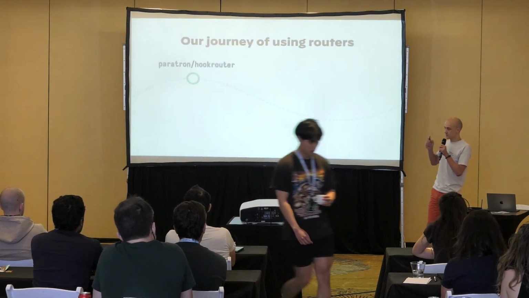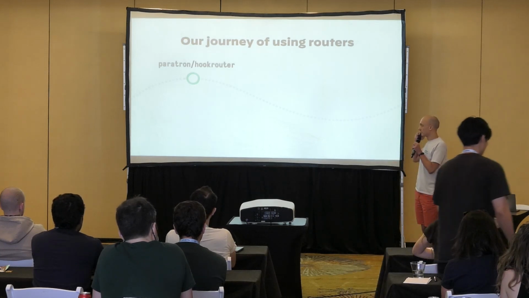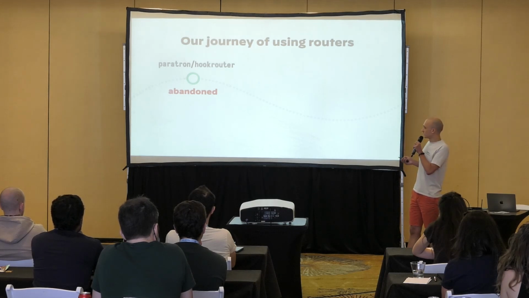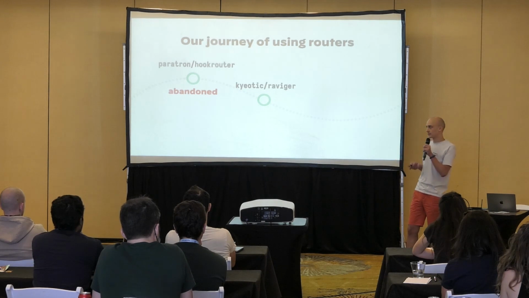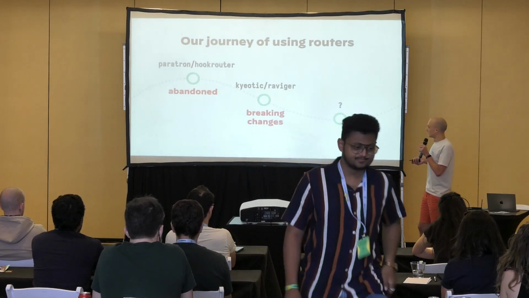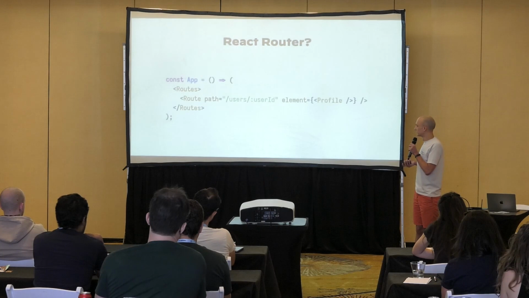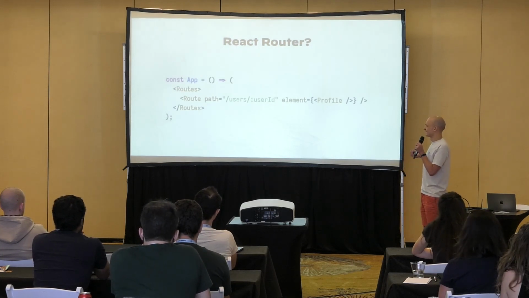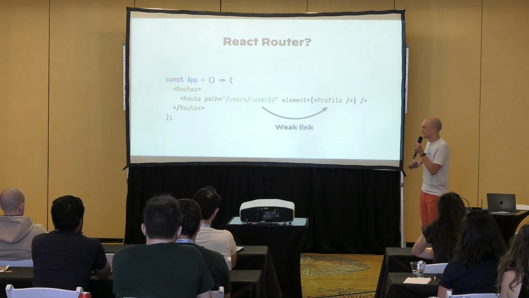So, our journey using routers. At first, we started with a router called hook router, but it wasn't maintained. Then we switched to Raviger. It's a fork, but it has so many breaking changes, even in minor versions. So what should we do? Should we use React Router? Because, oh, the API seems simple, actually. We have this path, and we render a profile. It's okay, I get it. But there's an issue.